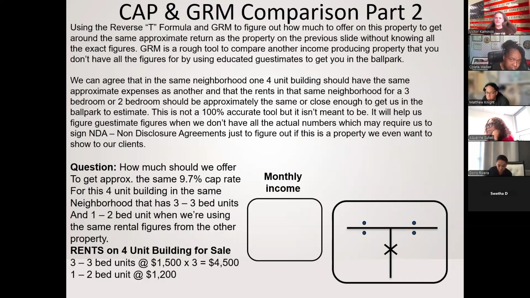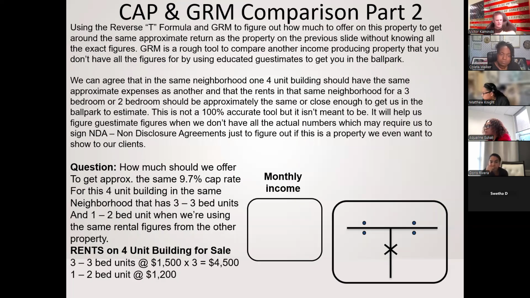So we're going to take an educated guesstimate and apply those numbers to this property, which is in the same neighborhood, because the rents should be approximately the same, give or take, to get you in the ballpark. And the expenses to maintain a 4-unit building versus another 4-unit building in the same area should be approximately the same, not too far off. Right? So this is basically just using a little bit of guesstimation here when we don't have the exact numbers.